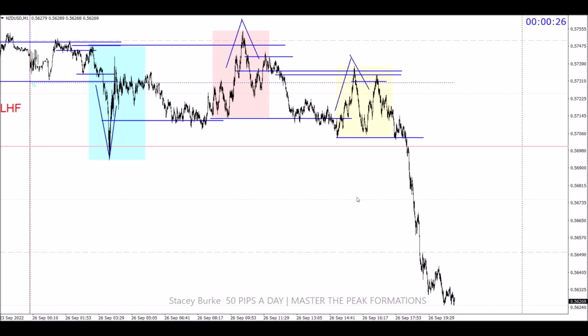Get rid of the FOMO. Get rid of the analysis paralysis. Know exactly what you're looking for. If it's not there, find a pair that's set up better. If there's nothing there at all, walk away, get off the screen. Come back to the next session.